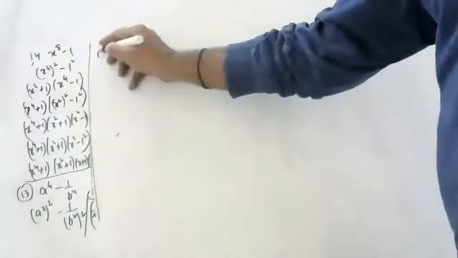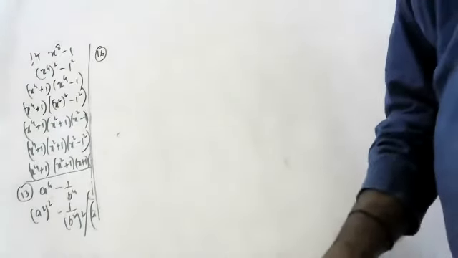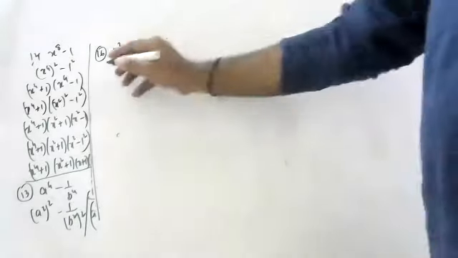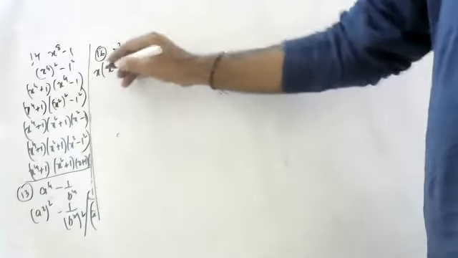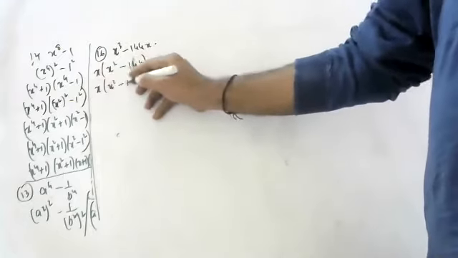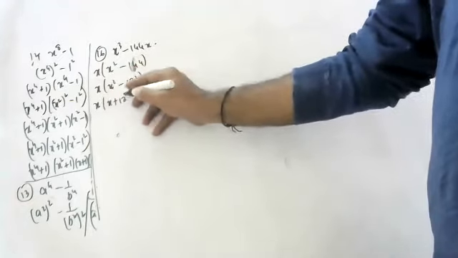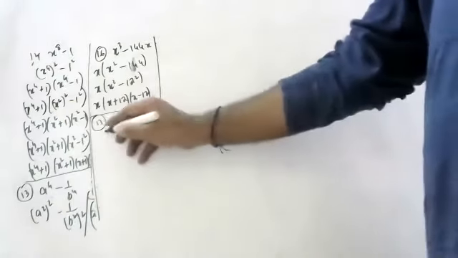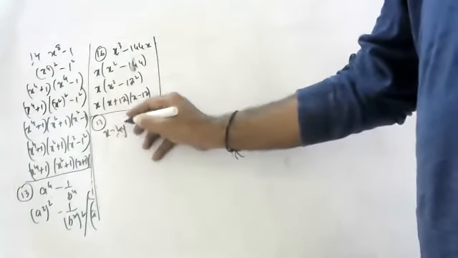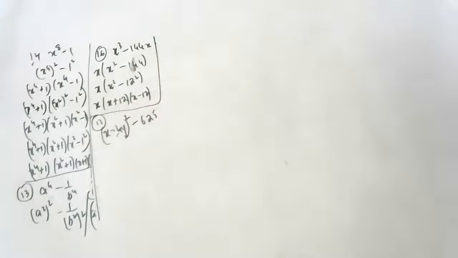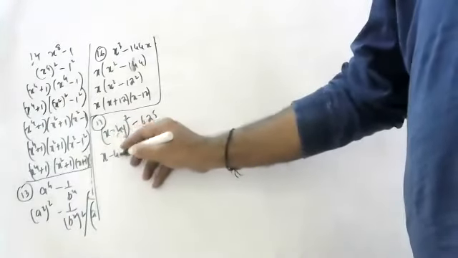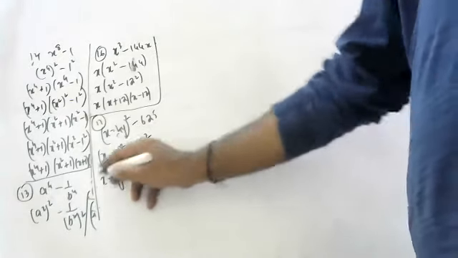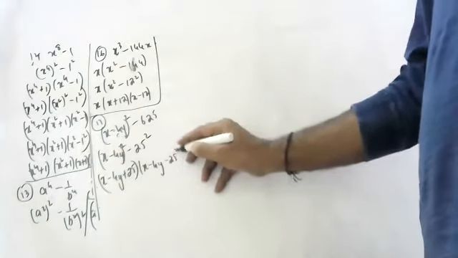Next, Raghura. Sir, we need to take x common. x³ minus 144x, so x into (x² minus 12²), which gives x(x plus 12)(x minus 12). Next, Raghura, one more. (x minus 4)² minus 625. So (x minus 4)² minus 25², which gives (x minus 4 plus 25)(x minus 4 minus 25).